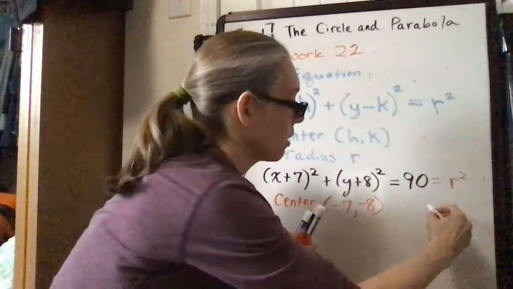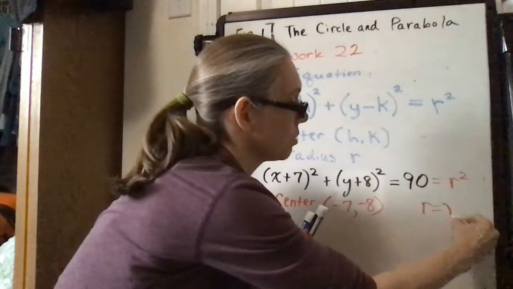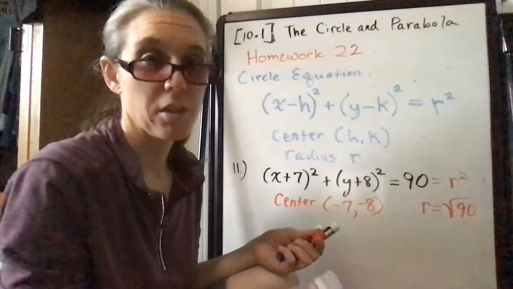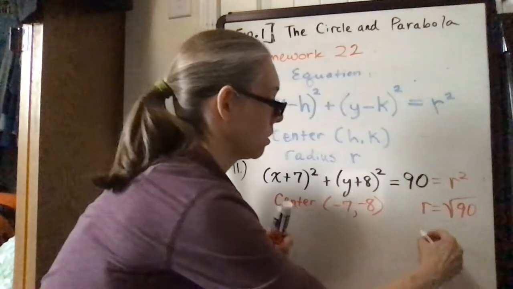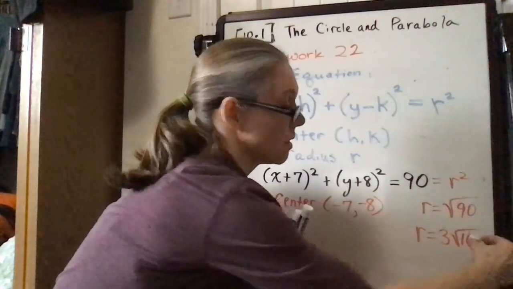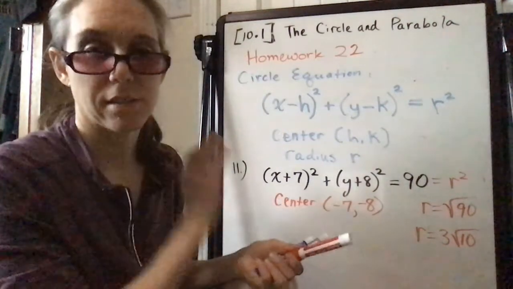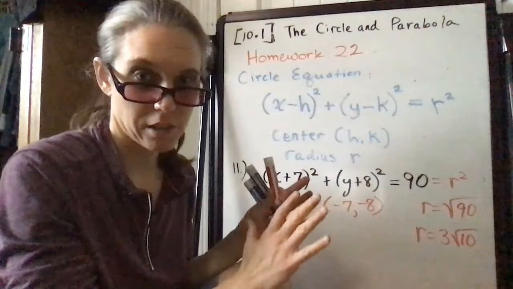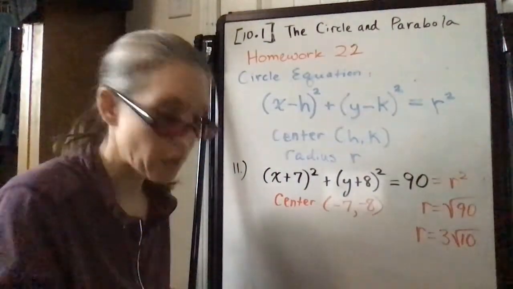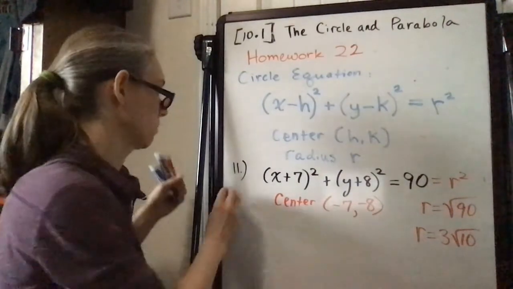So when you take the square root of both sides, you get r is equal to the square root of 90. But you need to simplify that. So r simplifies then to 3 root 10. Okay, so that's the center, that's the radius, that's how you do question number 11. So next, question number 12.